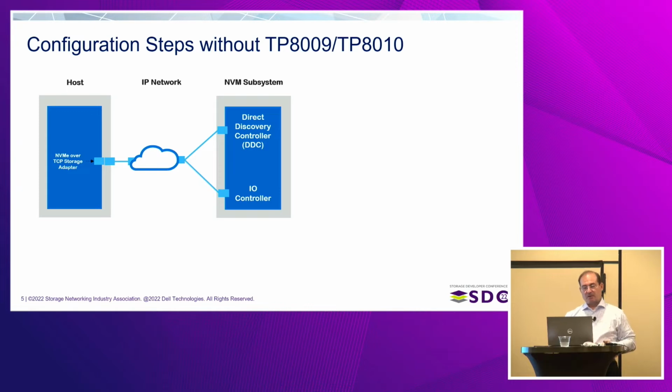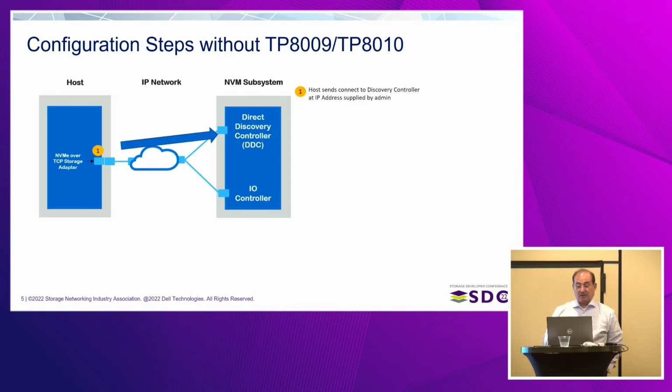So, briefly, why do we need this type of automation? If you don't have 8009 or 8010, and you want an IP host to connect to an NVM subsystem, how would that work? Well, first an administrator needs to supply an IP address to the host, and that is a manual step, and this enables the host to connect to the DDC that is hosted on the NVM subsystem. You can have the storage administrator provision namespaces to the host NQN.